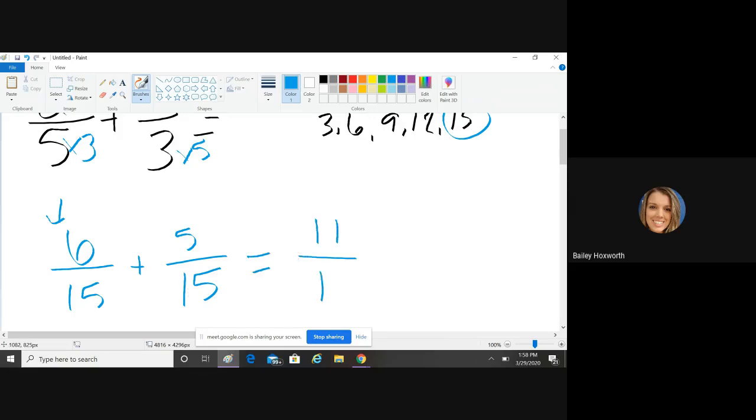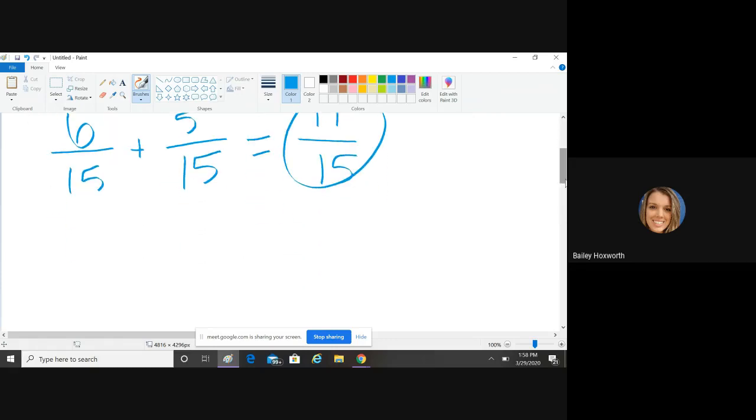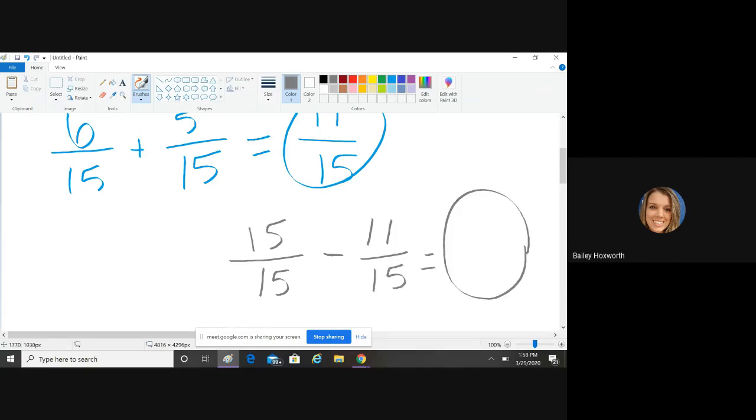So he has completed this much of his project. But I got to figure out how much he has to finish, how much he needs to do to finish it all. So if I have one whole project, 15/15 is one whole, and I've completed 11/15 of it, how much of a project do I have left? So there's your answer. 15/15 minus 11/15 is going to give you your answer.